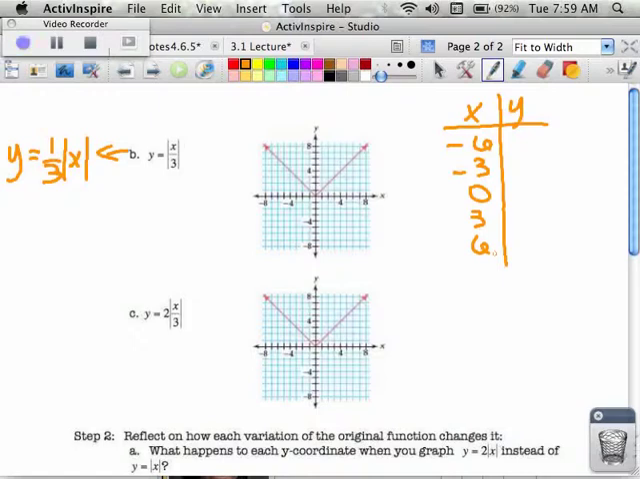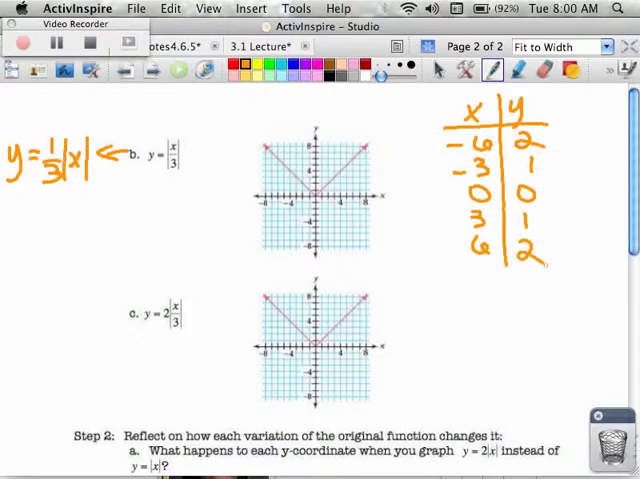So when I plug in -6 for x into my x over 3, I have -6 divided by 3, which is -2. Take the absolute value and you get +2. If you plug in a -3 in for x, you have -3 divided by 3, which is -1. Take the absolute value, that's +1. If you plug in a 0, 0 divided by 3 is 0, and it's mirrored on the other side.